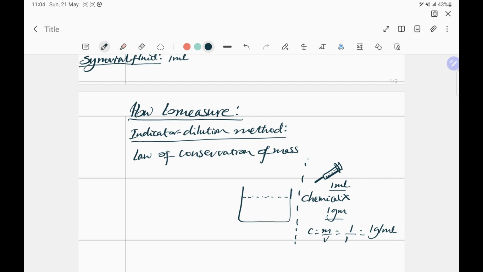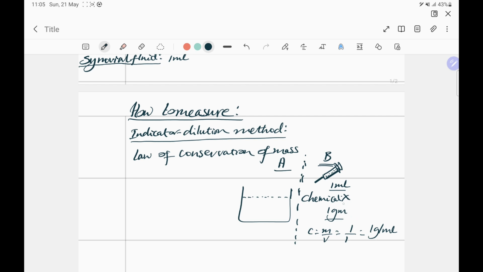This is the concentration in the syringe. Let's call this syringe compartment B, and the bucket is compartment A. Now I know the volume in compartment B, which is the syringe, you have the gradations over here. I know the concentration, I know the mass of the substance.